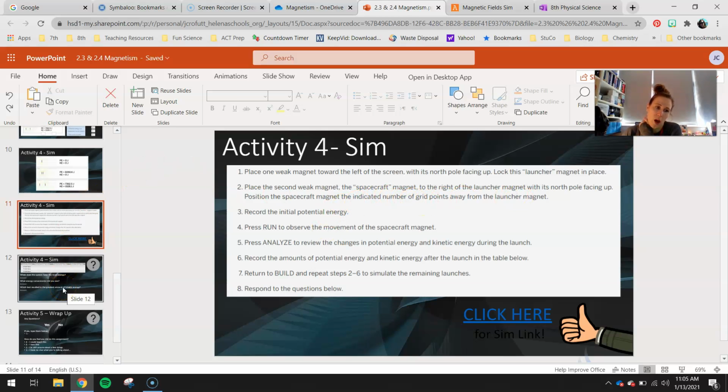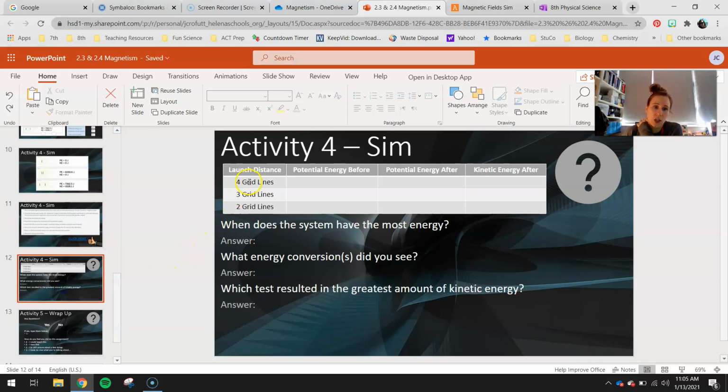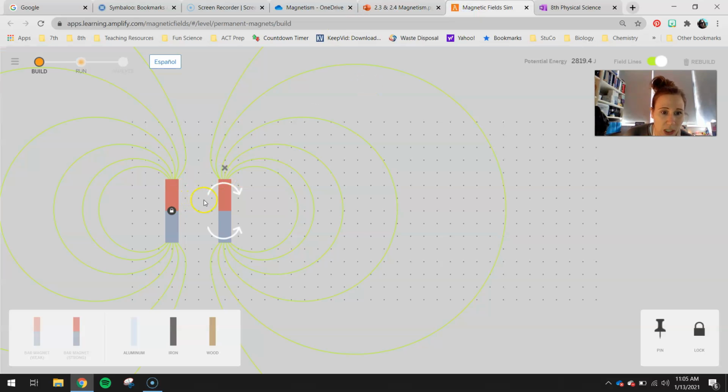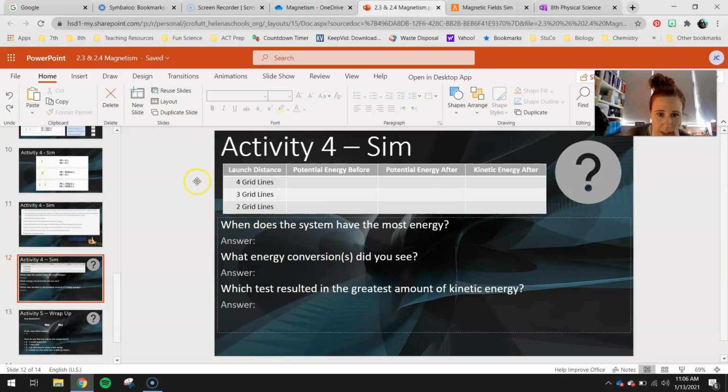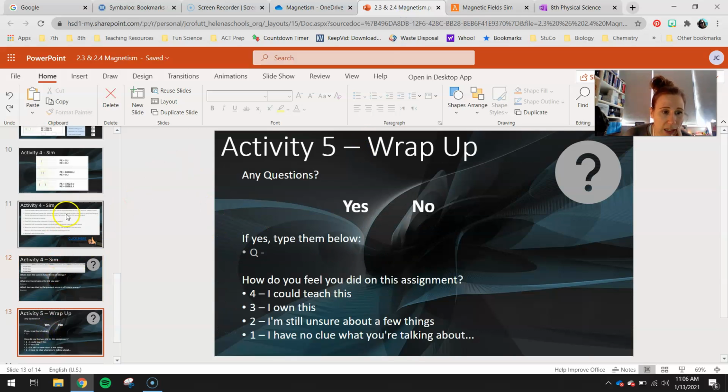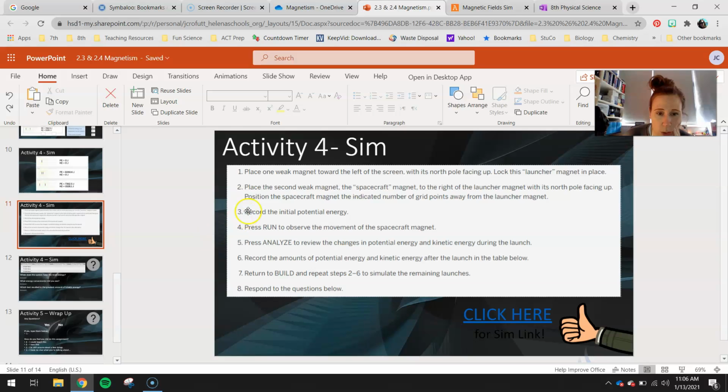So let's go ahead and take a look on our next slide. So we're going to need to do 4 different distances away from each other. So the first one will be 4 grid lines. Right now we just have three grid lines in between, so I'm going to go ahead and move that over 1 more. So here we have 4 grid lines in between. Okay. And then we are going to record our initial potential energy. We're going to press run and analyze, and also record those as well.